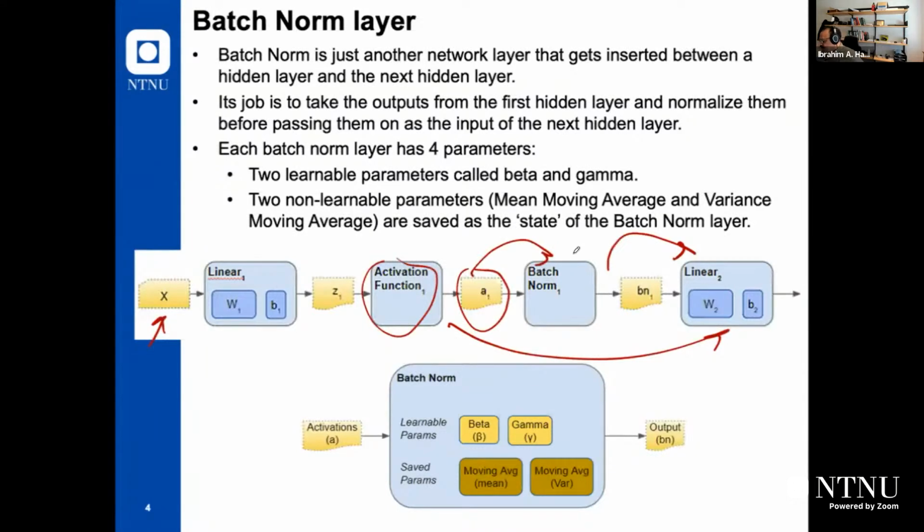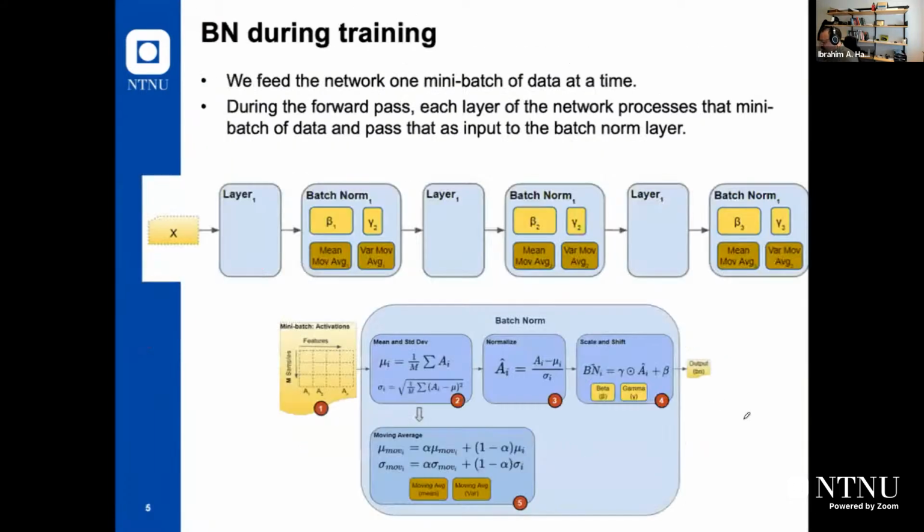And each batch norm layer has 4 parameters, as we described before: 2 trainable parameters, which are called beta and gamma, right? We need to train beta and gamma. And the 2 non-trainable parameters are the mean moving average and the variance moving average. So we need to calculate this mean and variance, and we will store those 2 values, along with the trainable parameters, beta and gamma. In each batch norm layer, it will receive those activations from the previous layer, and it will do batch normalization before delivering them to the next layer.